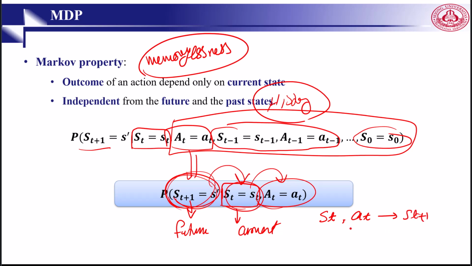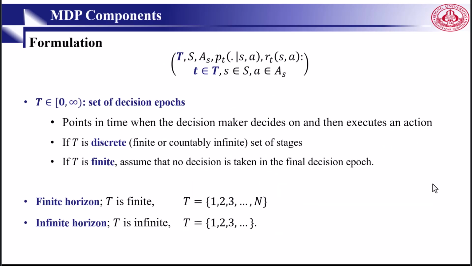This assumption drastically simplifies the learning problem. Why? Because we don't need to track long sequences of past data. Instead, all relevant information is encapsulated in the present state. An MDP consists of several key components. We have T, we have S, we have actions, we have the probability of transition, and we have rewards, right? Where t is in T, s is in S, and a is in the possible actions.